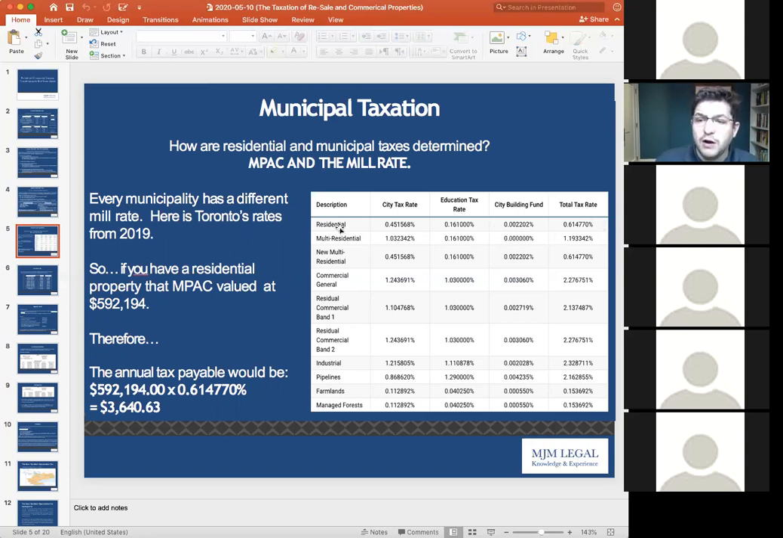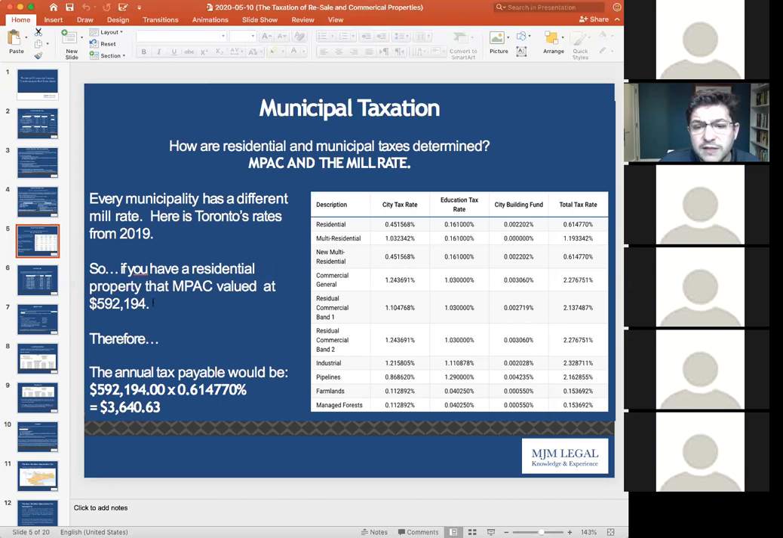And you'll see that on a residential property, the total tax, the city rate is 0.45, the education rate, the city building fund, and so on. You add all these things up, you get the total tax rate, which is the mill rate on a residential. What does that mean? Well, if you go to the public records on your MLS database and type in a property, and it tells you that in 2019 the value of the property is $592,194, which I just made up. I don't know why I picked that figure, but it seems good to me.